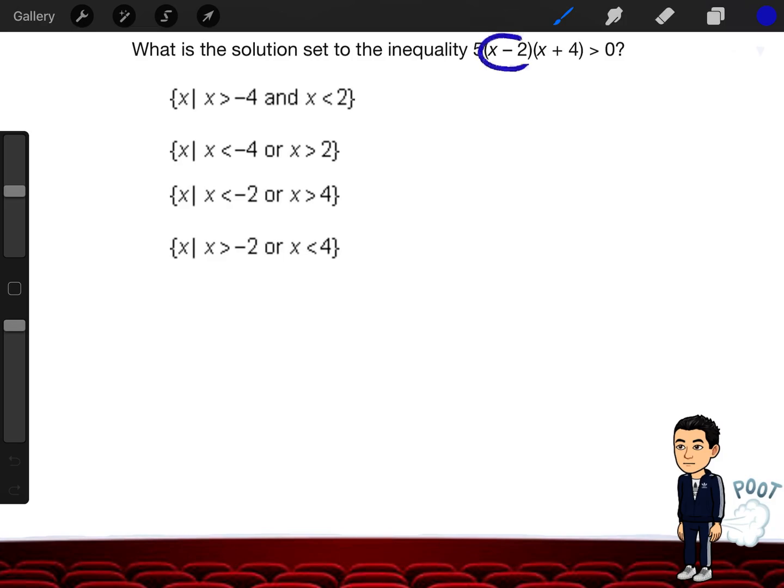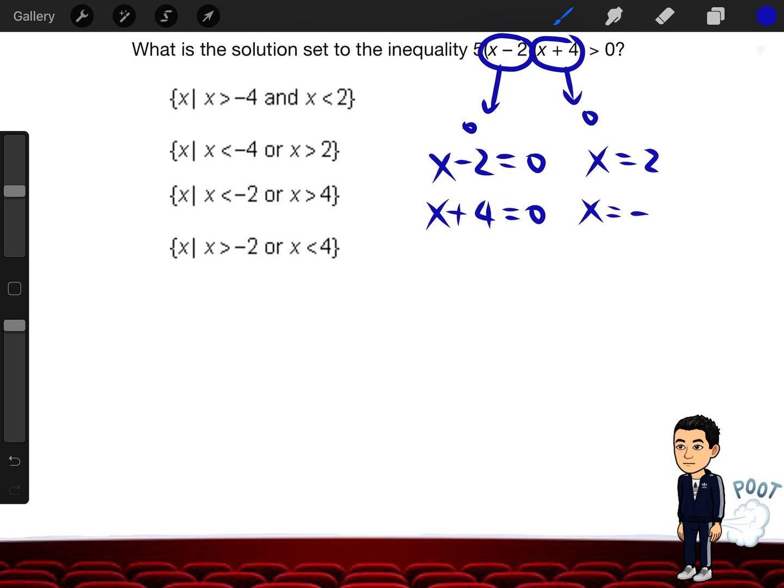Okay, so first of all, you want to set this equal to 0. So you solve for it. x is going to equal 2. And you want to set this x plus 4 equal to 0. So x plus 4 equals 0 means that x is going to equal negative 4. On the number line, you're going to plot those two critical points. So it's going to be negative 4 and 2.